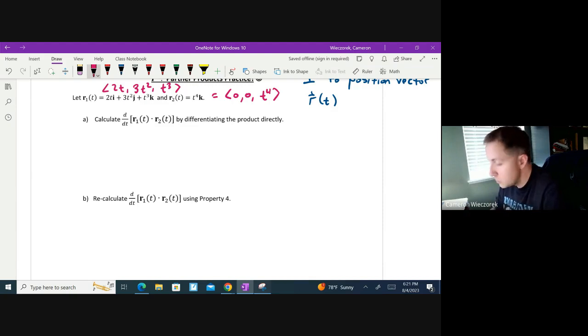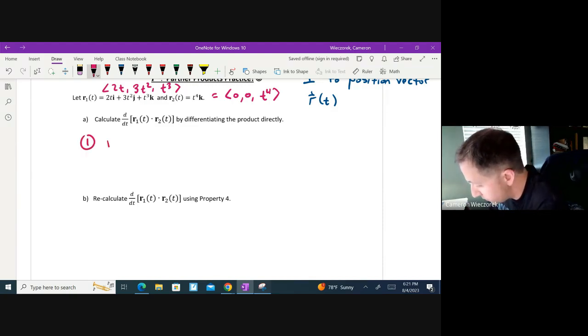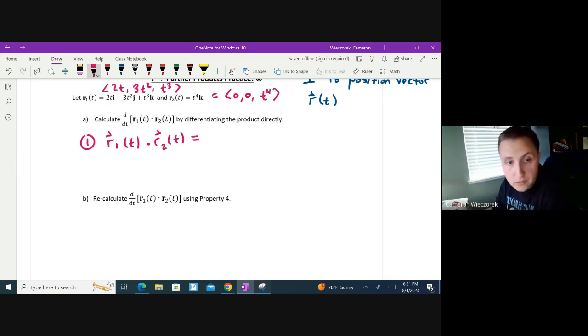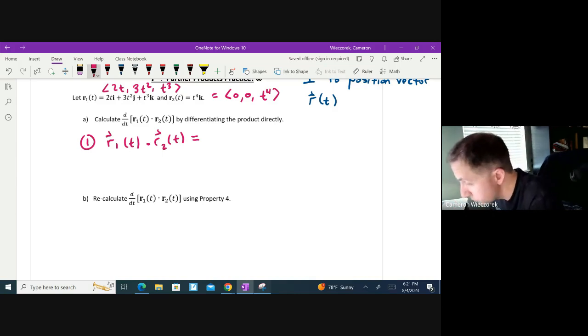So in other words, don't use the formula that we just learned on the last page. Let's actually find the dot product first, r1 of t dotted with r2 of t, and then we'll take the derivative of the resulting function. I mean, that's always an option you have if you don't want to use the formula. Sometimes it might be easier to just do this directly.